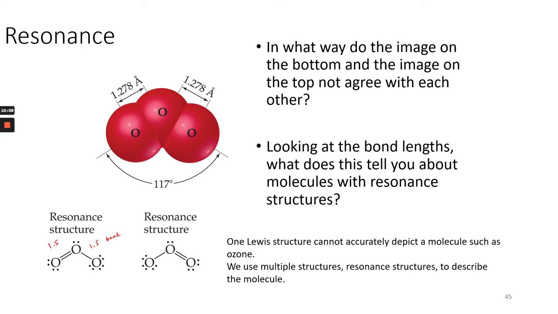So one Lewis structure cannot accurately depict molecules such as ozone. So you need multiple structures to show the resonance structures. Normally you'll draw both of these and put an arrow between them to show that it's the averaging of them. And the bond length is really what tells you that ozone is an average of both of them, because otherwise the single bond should be longer than the double bond.